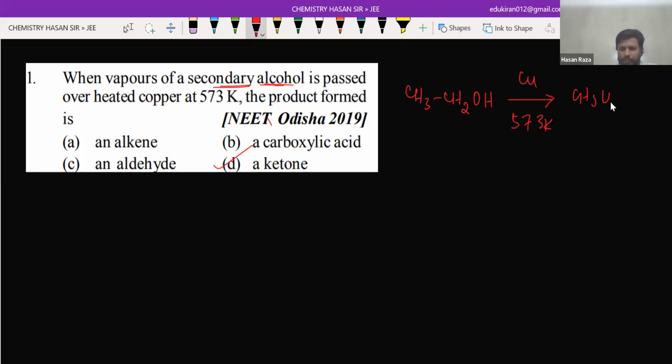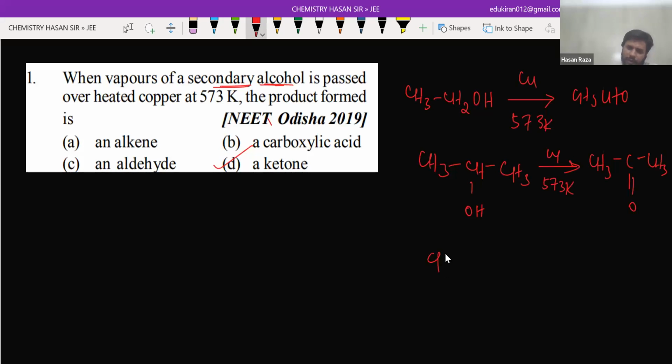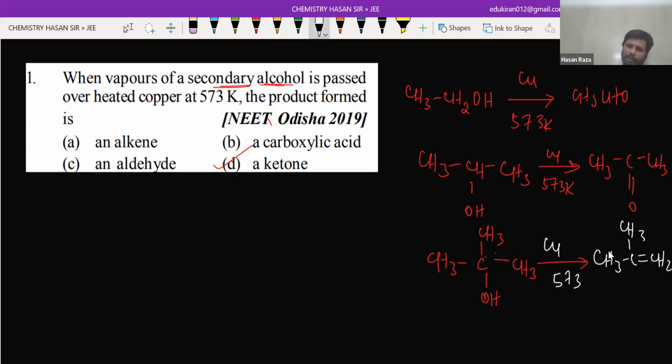Oxidation will take place. This is your secondary alcohol, copper at 573 Kelvin. Oxidation will take place, ketone. And if you have tertiary alcohol, then alkene formation will take place. Tertiary gives alkene, secondary always gives ketone, and primary gives aldehyde. Isn't it easy? Yes, sir.